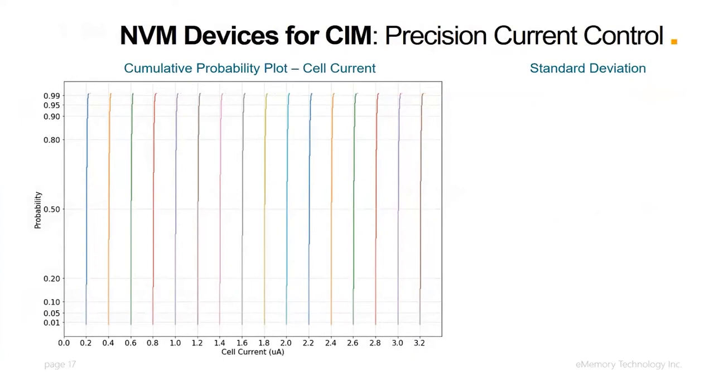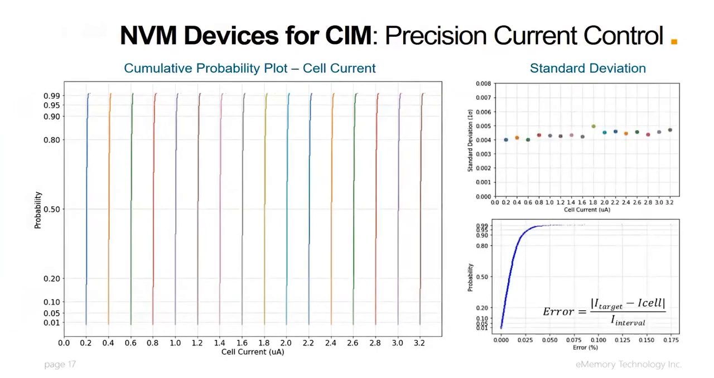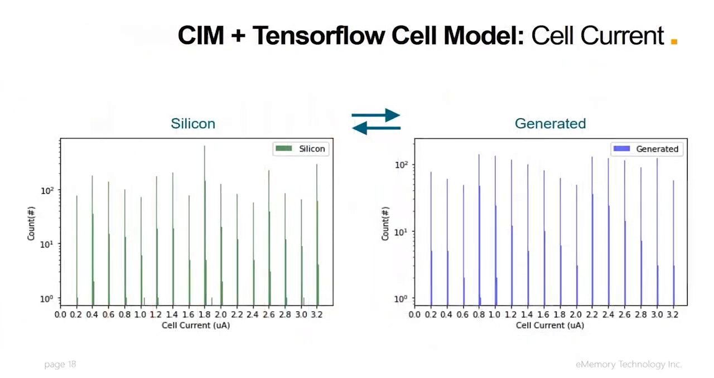In CIM application, it is important to control precision current well. eMemory's analog non-volatile memory has an excellent hierarchical current level with around 200 nanoamp per difference. Its standard deviation and error rate are very, very low. Once we collect enough silicon data on cell behavior, like normal distribution or data retention, we can model the cell current to generate the cell model.